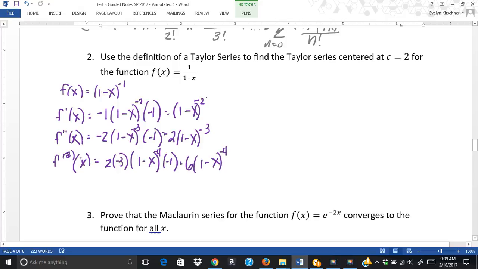Now, if you know what factorials are, 1 factorial is 1, 2 factorial is 2, 3 factorial is 2 times 3 or 6. And if I do the next one, I'm bringing out a 4, so it's going to be 4 factorial. So the nth derivative here is n factorial times (1 minus x) to the negative n minus 1. So this is negative 3 minus 1, so negative 4. So negative n minus 1.